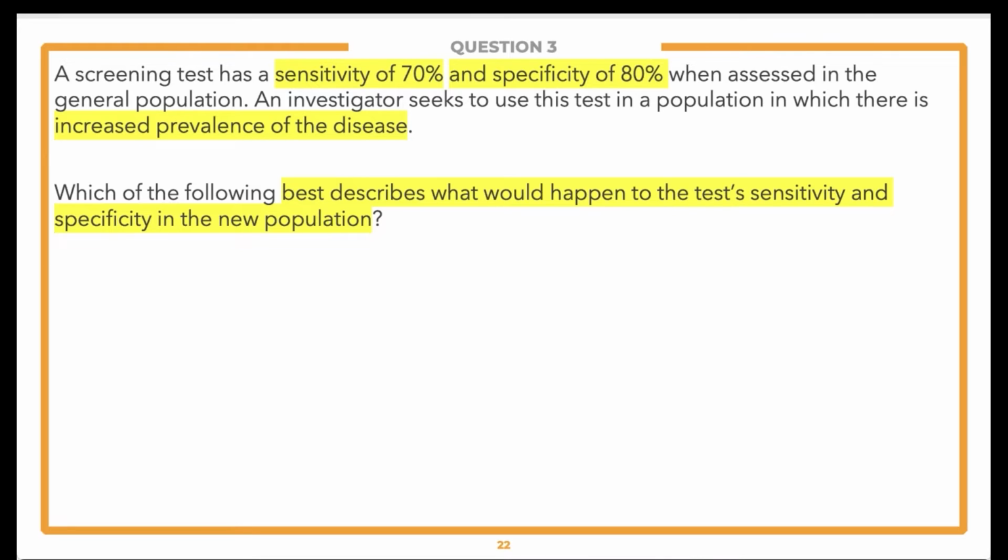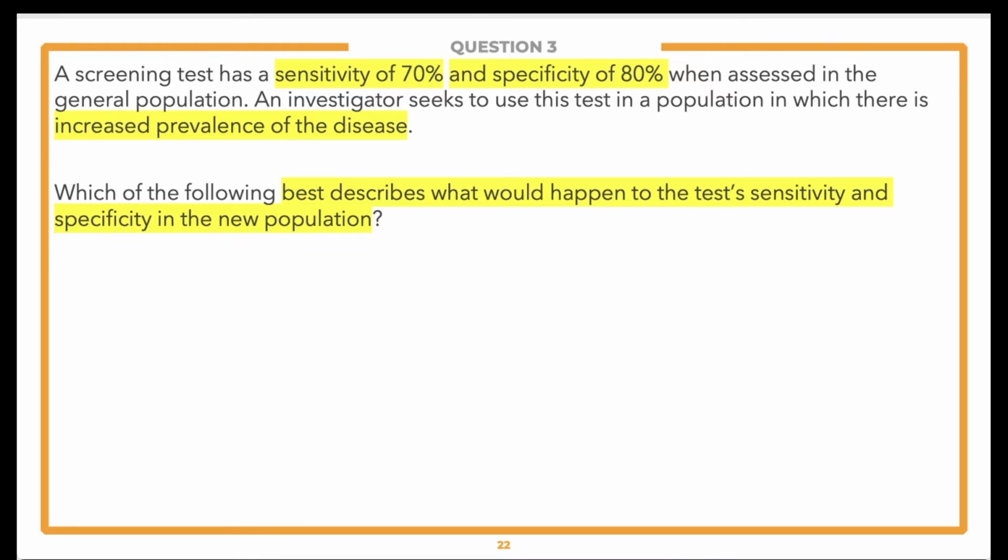So what do we say prevalence was last time? Prevalence is the total people with the disease, right? So there's increased prevalence of the disease. What would happen to the test's sensitivity and specificity? You want to think, okay, is one going to go up and one going to go down, or both going down, both going up, or not changing? Those are the different options. I want you to already have an idea in mind before you even look at the options. Don't get too caught up with that. Just understanding this concept is very important.